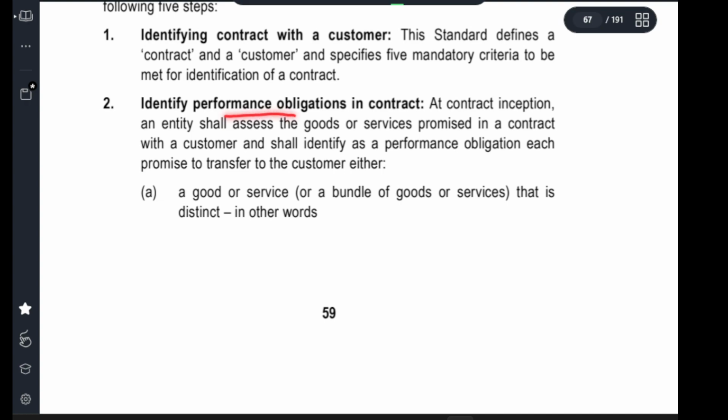Second, identify the performance obligations in the contract. At contract inception, the entity shall assess the goods and services promised in the contract with the customer and shall identify as a performance obligation each promise to transfer to the customer. So identify the performance obligation. What's the performance obligation? I want to construct this. I want to provide this service. I want to do this surgery. I want to build this software. In such a way, something should be identifiable between the customer and the entity and should be mentioned in the contract.